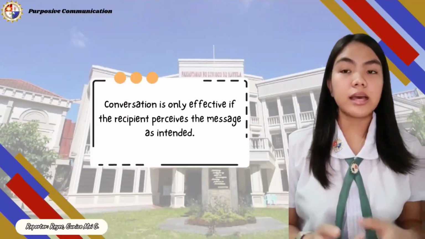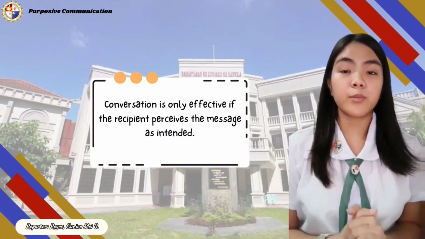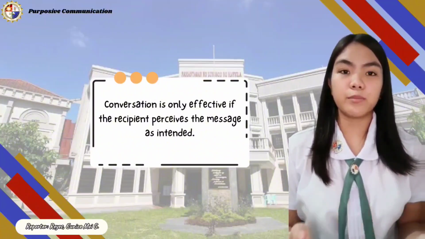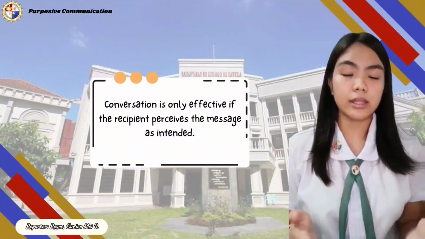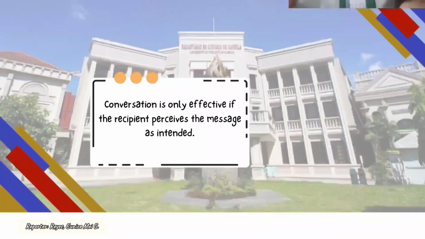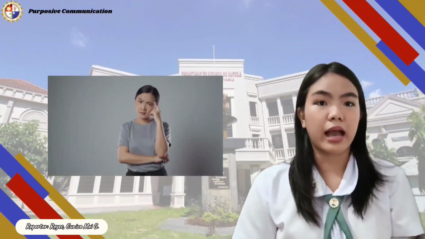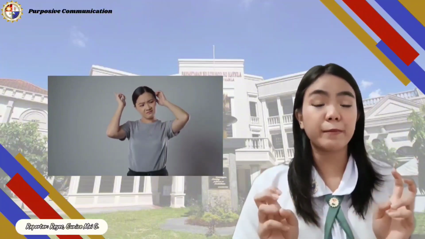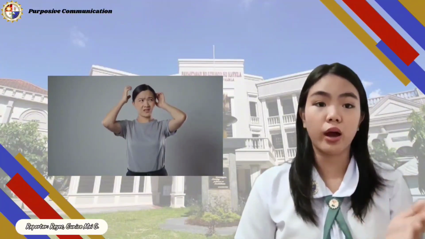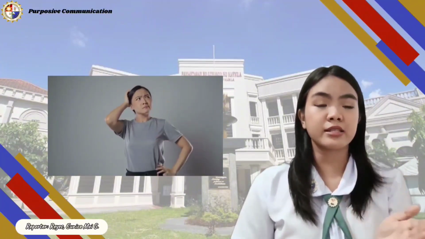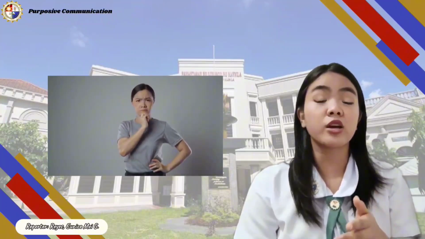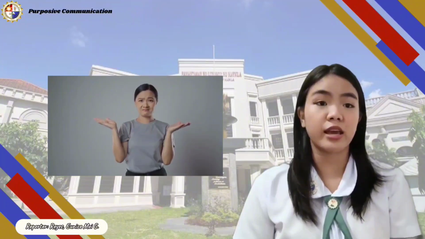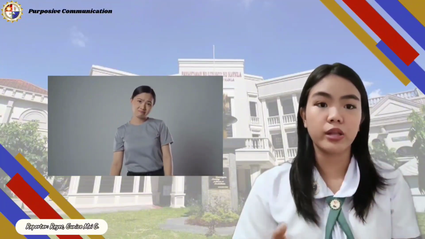The last principle is people give communication its meaning. Conversation is only effective if the recipient perceives the message as intended. Here's the example. Kyle interviews his sister, and the question is, other people's perception of you or yourself. His sister interprets it as her perception about herself. But what Kyle intended to say is what her perception is about him.